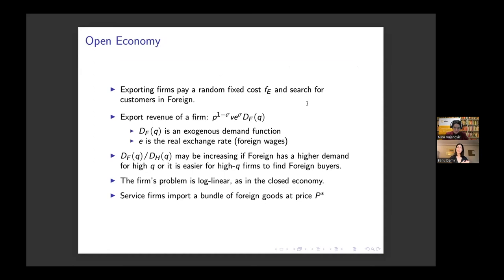In the open economy, we assume the foreign demand is exogenous, and it is potentially increasing with quality. The relative demand in the foreign market is potentially increasing with quality if foreign has higher demand for quality. But this is something that we estimate as well.